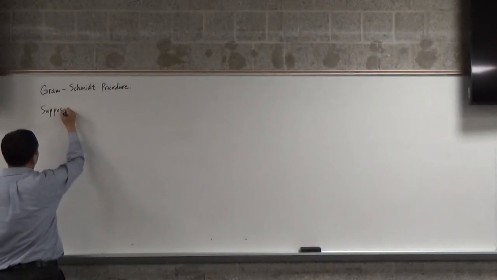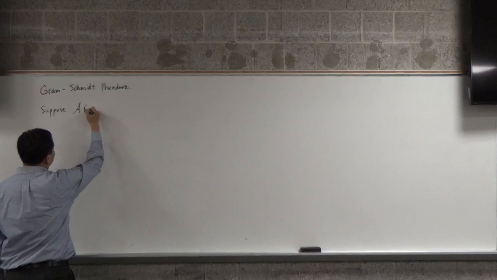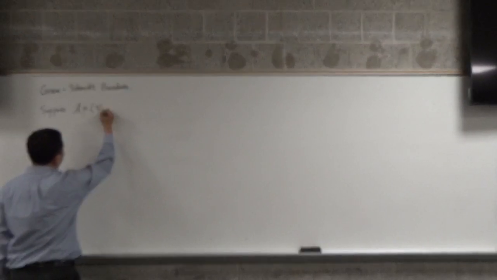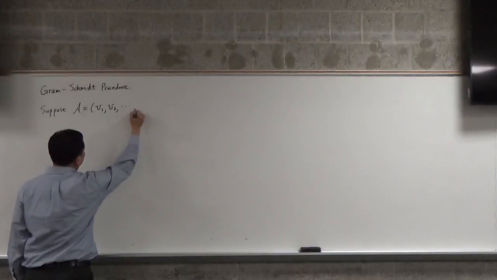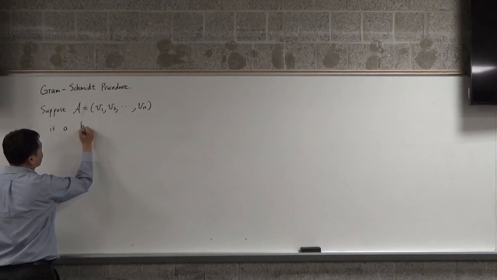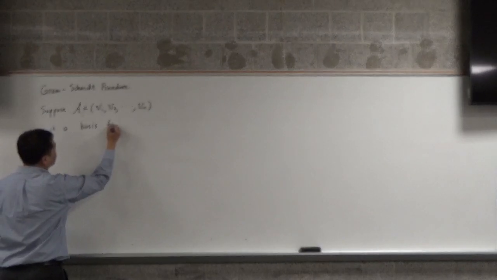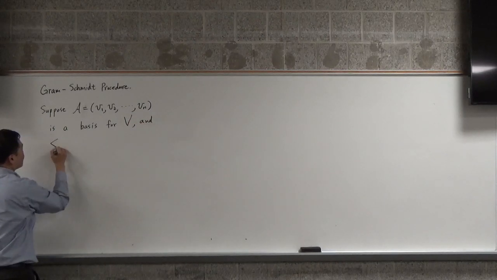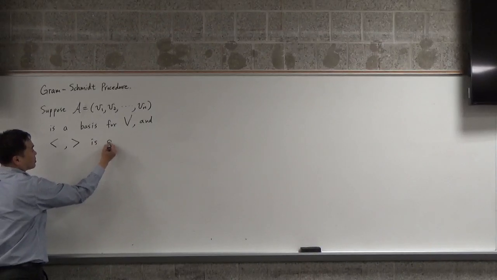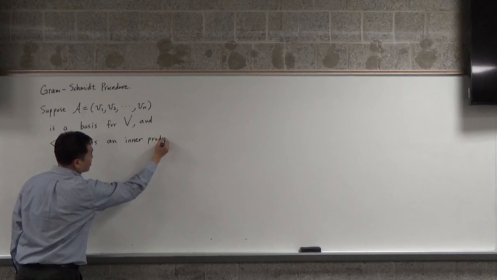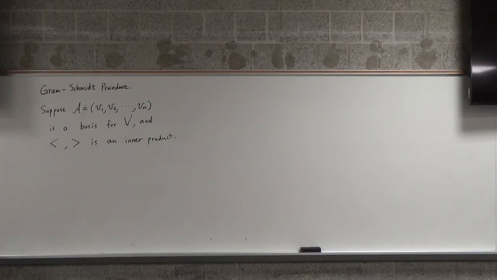Suppose you have a vector space, and let's say this list v1, v2, ..., vn is a basis for V, and this is an inner product. So you're given an inner product, you're given a set of bases.